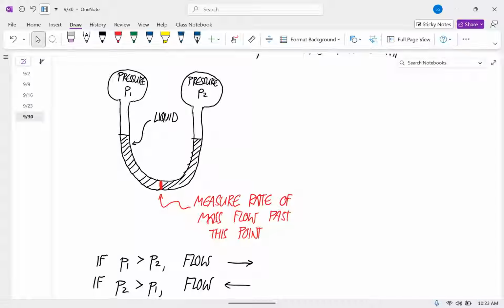Okay, so remember, this is going to be important. The individual pressures, like you could measure that, you could put gauges up to them and measure that. But if all you care about is how this fluid's going to flow, what you really care about is the difference between those pressures. Okay.